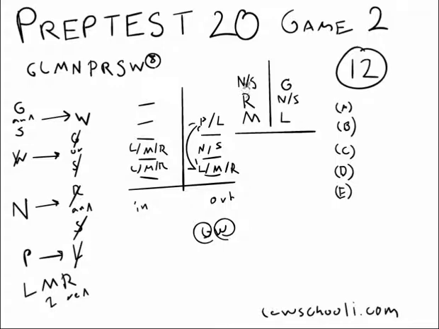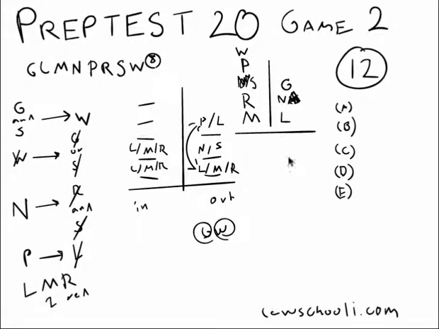I guess if it's going to be, sorry, we can't have N here at all, right? We learned that in the last game. So, and then P, and then W. Okay, so that works out fine. So we can have G out.